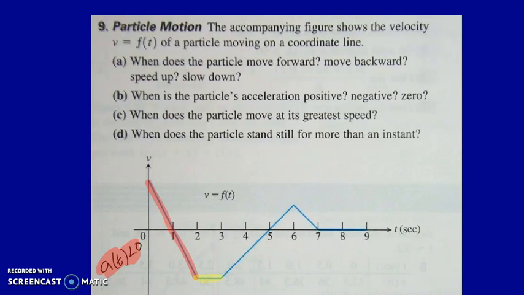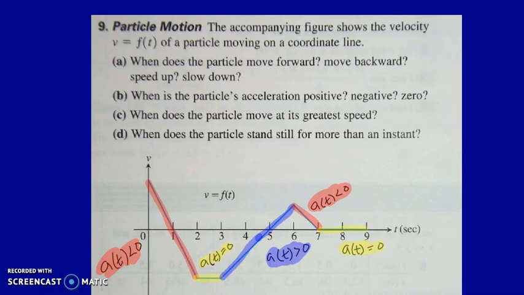Then we hit a slope of 0, so acceleration is 0. After that comes a slope that's positive, so acceleration is positive, then a negative slope, and finally another slope that's 0.